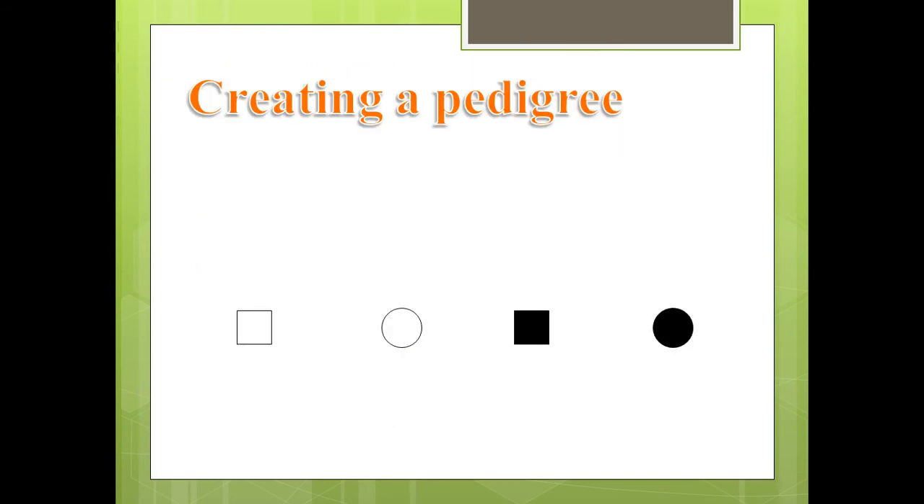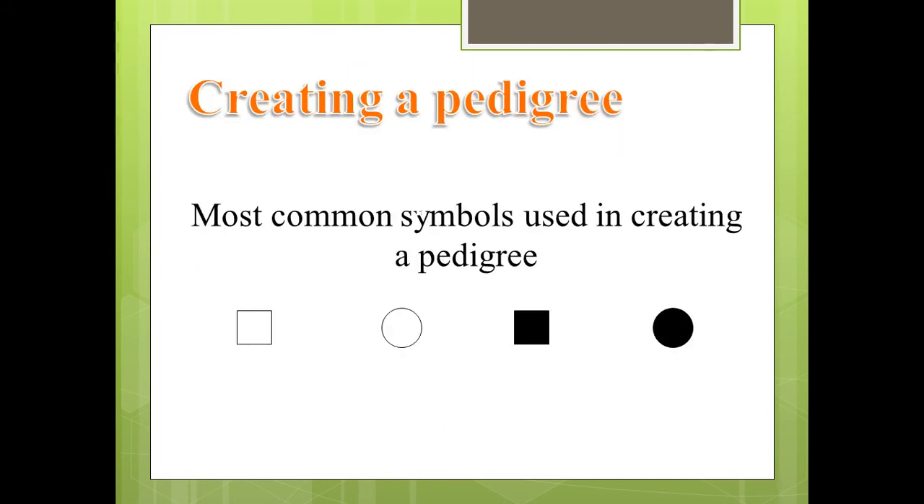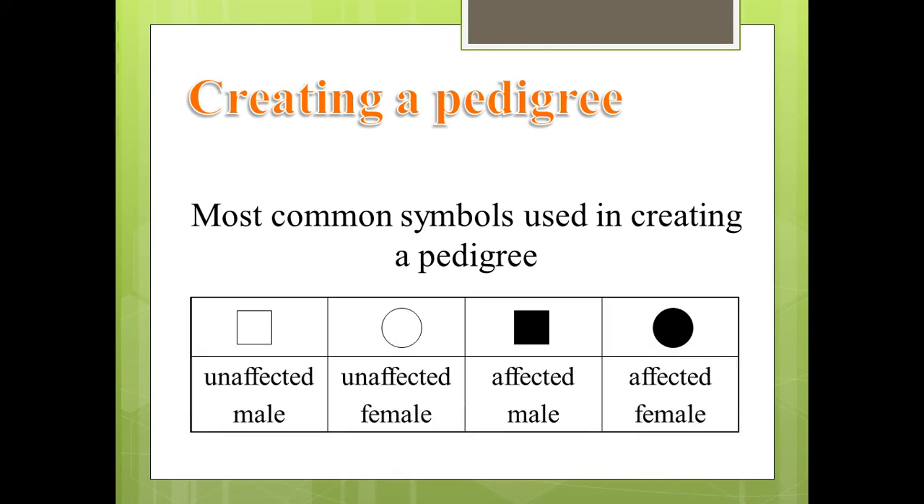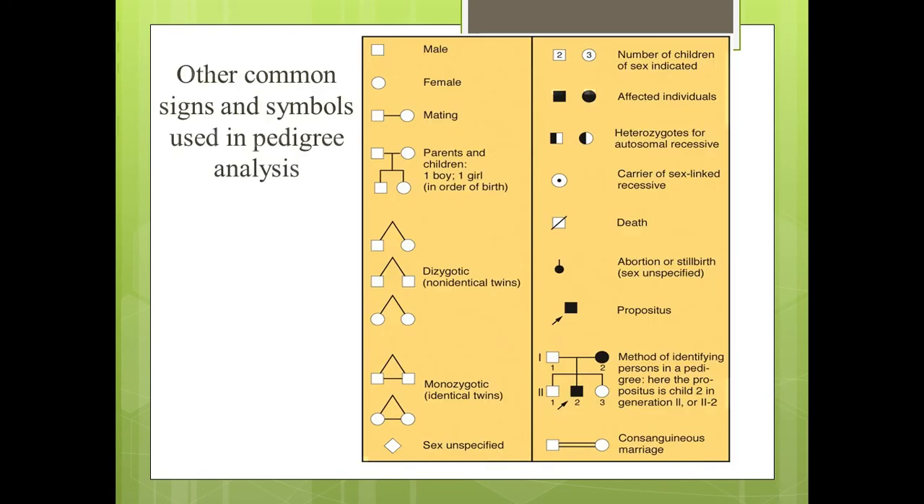So to create a pedigree, you typically have 4 common symbols, and this is what they stand for. A blank square stands for an unaffected male. A blank circle stands for an unaffected female. A shaded square or circle stands for males and females that show that trait or that are affected by that trait. There are some other common symbols that we need to be aware of.